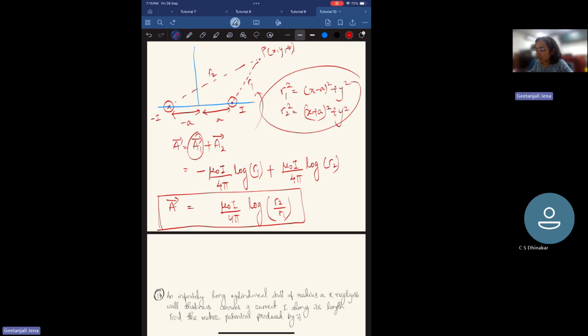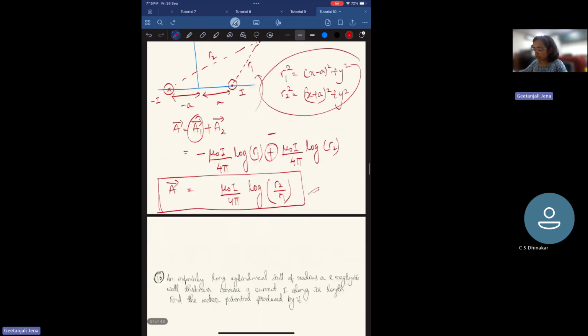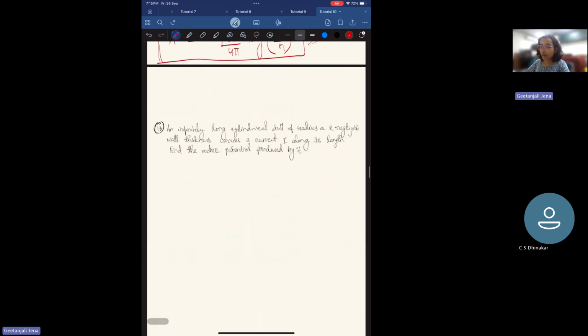For the same direction, you can easily find it out because here only the sign will change. This will be minus. So this will be like minus mu naught I by 4 pi log R2 by R1. So I hope this solution is clear to you. If not, let me know.